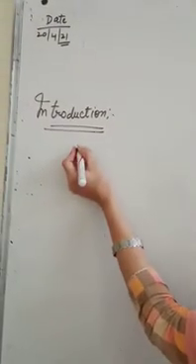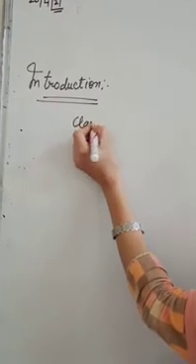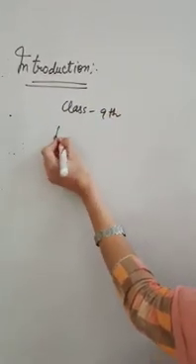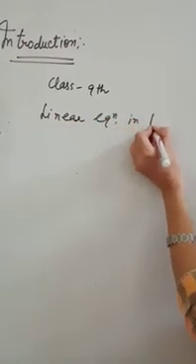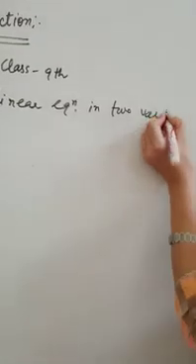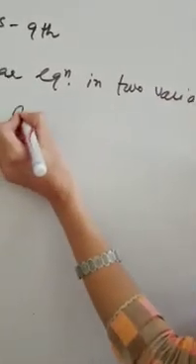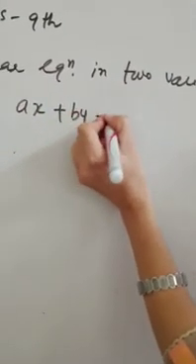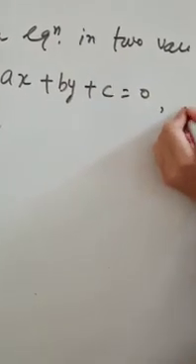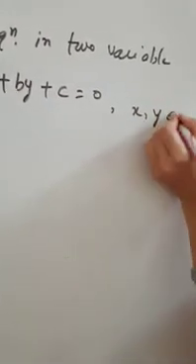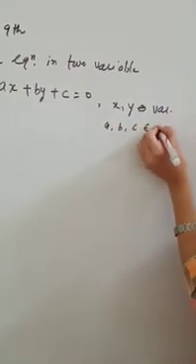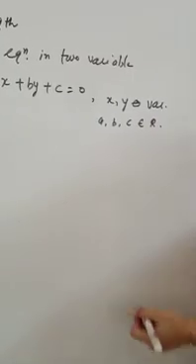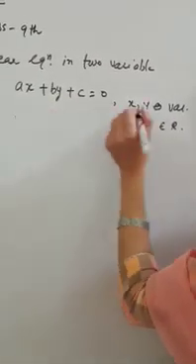As you know, in class 9th you studied linear equations in two variables. In the general form we write ax + by + c = 0, where x and y are the variables, and a, b, c belong to any real numbers. Okay.